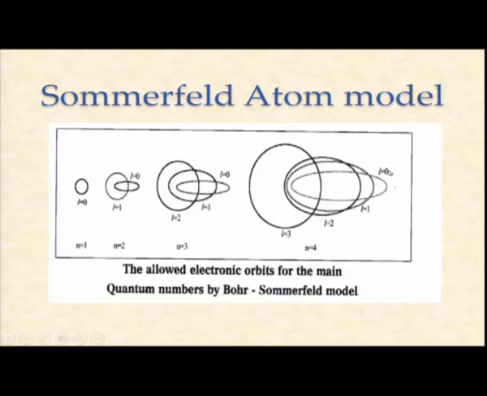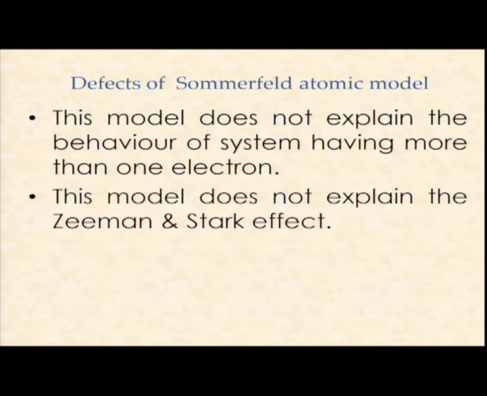Here you can see L is equal to 0, L is equal to 1, then L is equal to 2, then L is equal to 3, for the principal quantum number value n is equal to 4. This is how the Sommerfeld atom model threw light on the orbital or azimuthal quantum number.